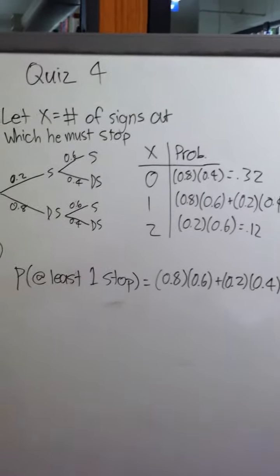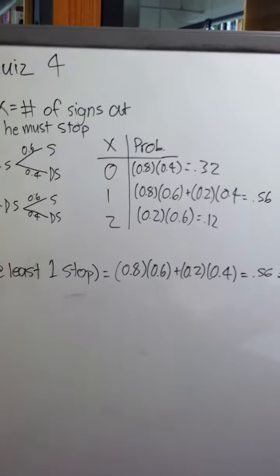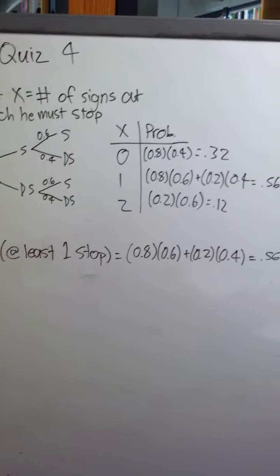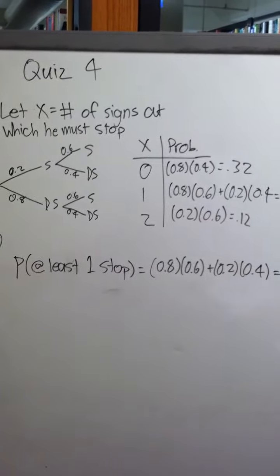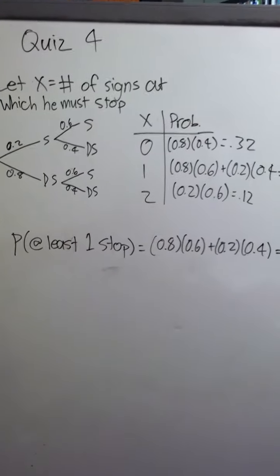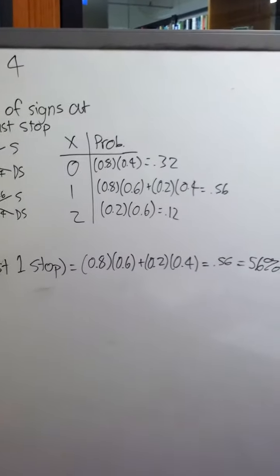The probability of him stopping at one sign is 0.8 times 0.6 plus 0.2 times 0.4, which equals 0.56. The probability of him stopping at two signs is 0.2 times 0.6, which equals 0.12. And if you add it all, it equals 1.